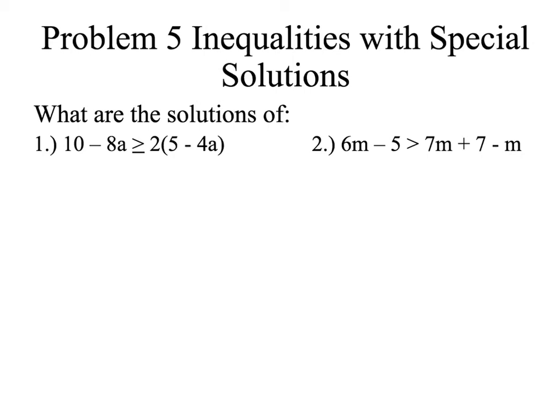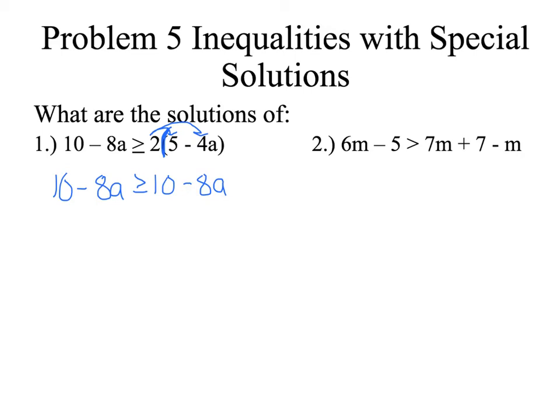Okay, so number 1 is 10 minus 8a is greater than or equal to 2, and then in parentheses, 5 minus 4a. So we have parentheses, which means we need to distribute. You're only going to distribute the number touching the parentheses. So the left side is still going to be 10 minus 8a. And then the right side is going to be 2 times 5 is 10. 2 times negative 4 is going to be minus 8a. Now if you look at what we have, 10 minus 8a is greater than or equal to 10 minus 8a.